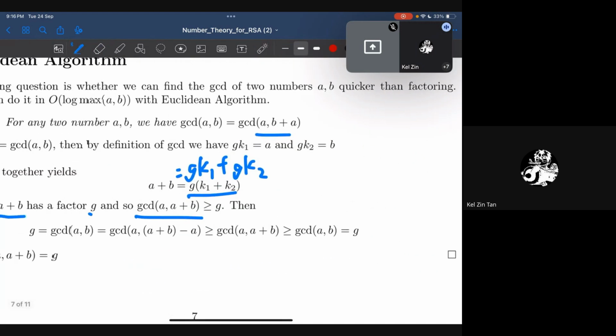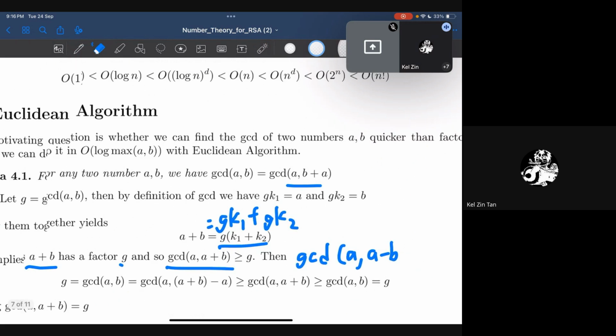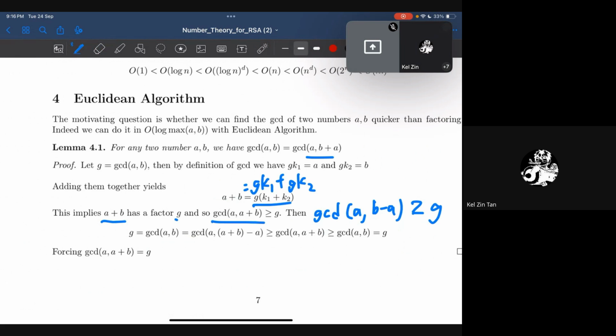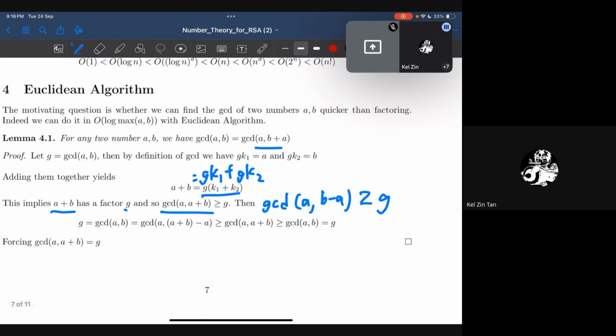So GCD of A and A plus B is larger than or equal to G. We can also prove that GCD of A and B minus A is larger than or equal to G. So how do we prove this? This is just directly applying this, right? Because B minus A is equal to G K2 minus G K1. So this would just be G times K2 minus K1.